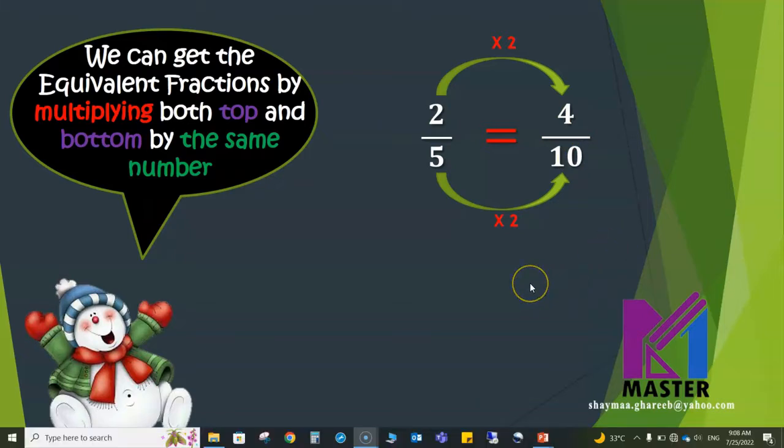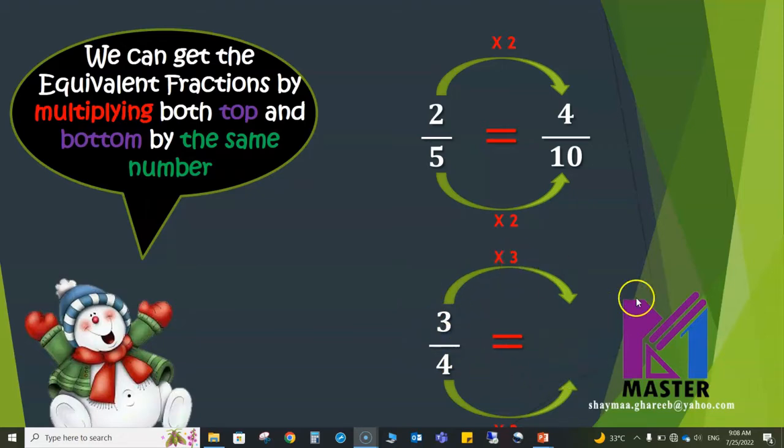Now let's try another example. 3/4. This time we are going to multiply by 3. As we said, we can multiply by any number. You can multiply by 2, by 3, by 4, by 5, by 10, whatever you want to multiply with. And don't forget, we multiply up and down, top and bottom, numerator and denominator by the same number.